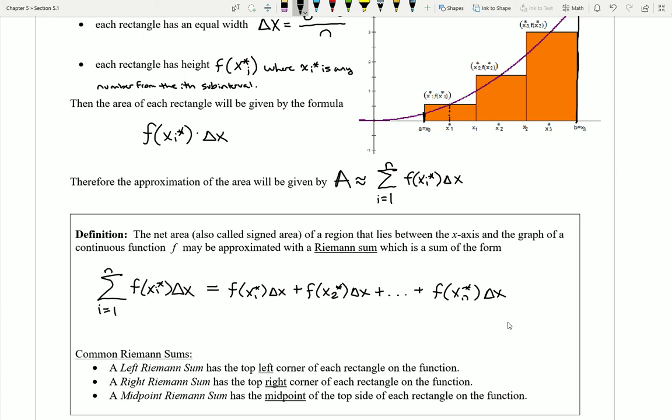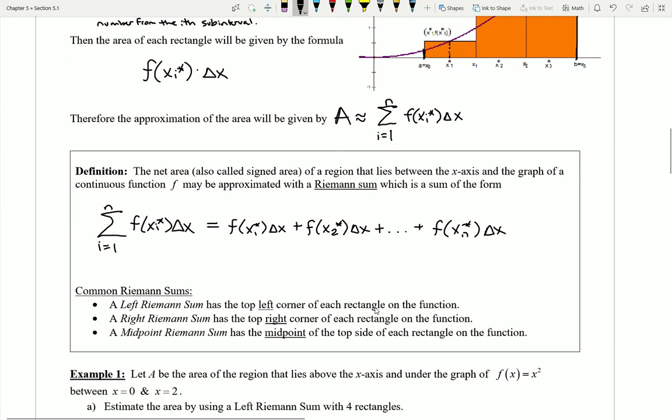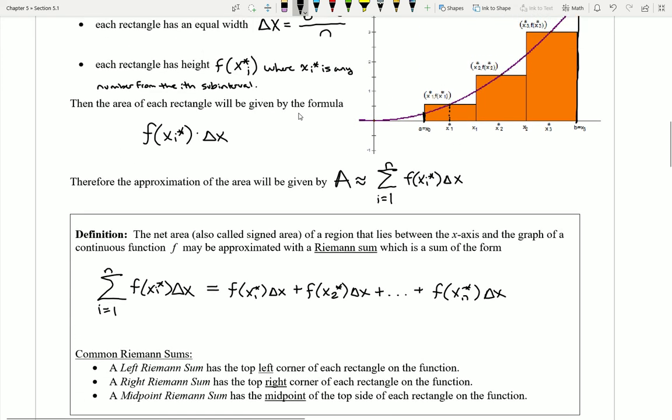Now, there are some special points that we're typically going to choose for our xi stars. Remember that xi star is really just any number from each of the individual intervals. We're typically going to select the same position within each interval. We have 3 different ways to do this: we'll create either a left Riemann sum, a right Riemann sum, or a midpoint Riemann sum.